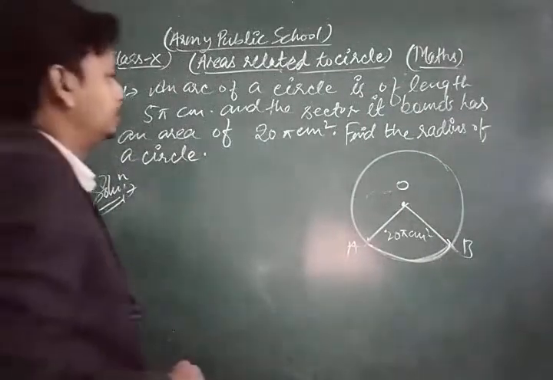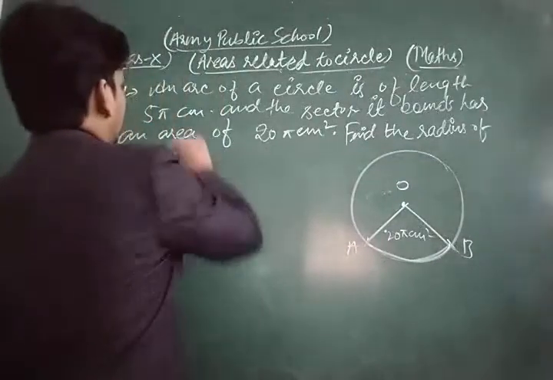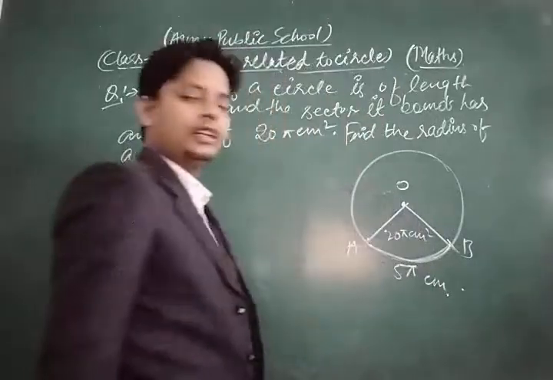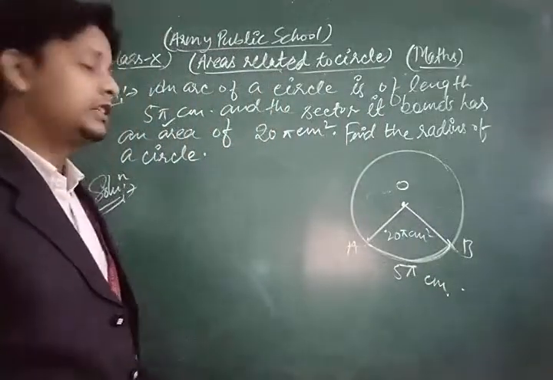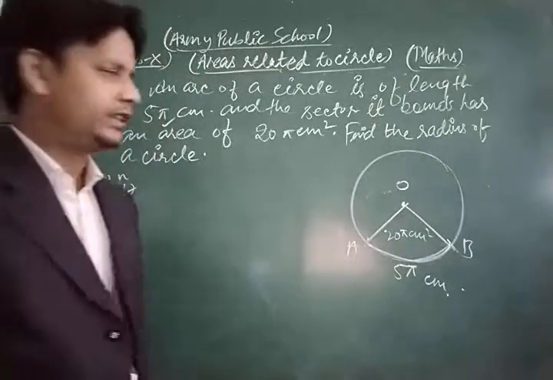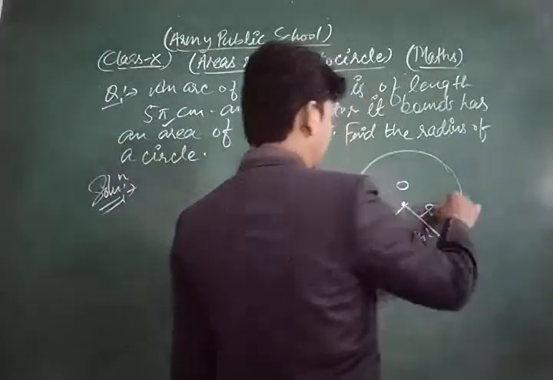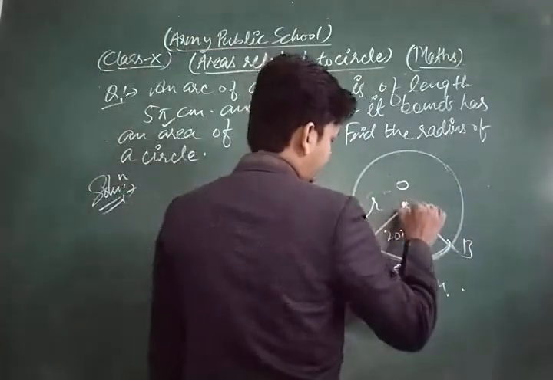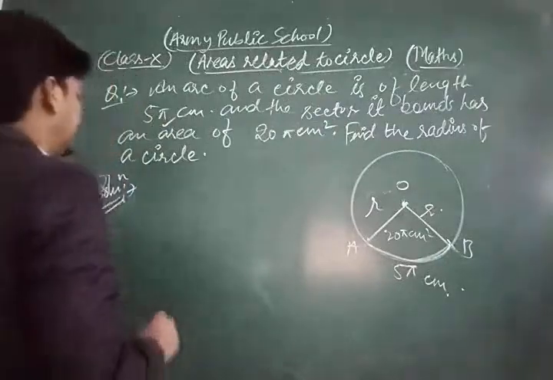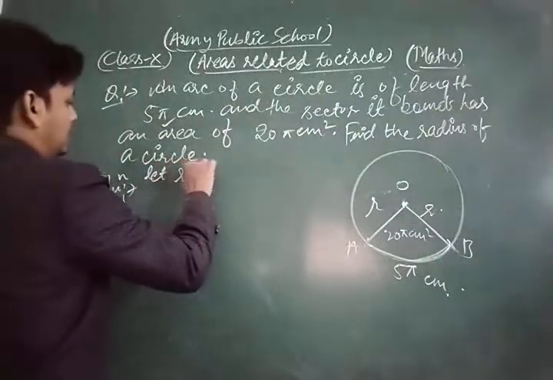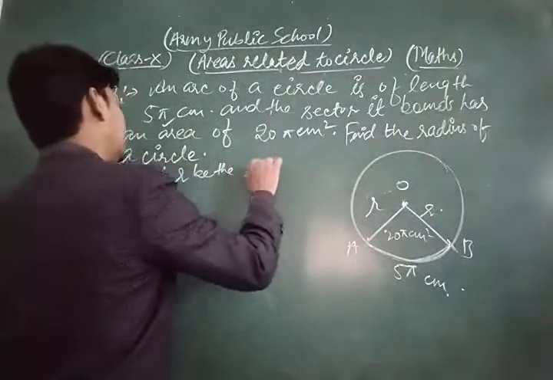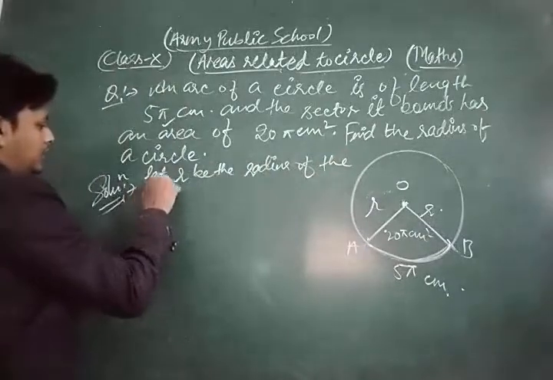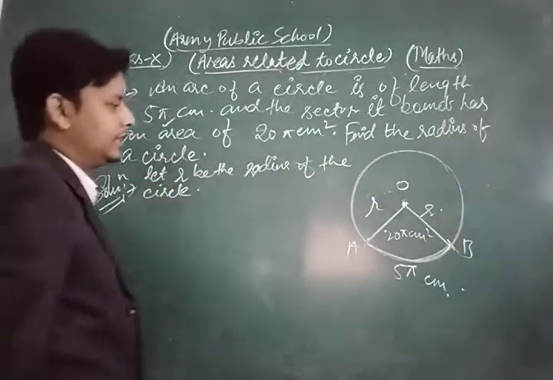the length of the arc is 5 pi centimeter. What do we find? We find the radius of the circle. Then look what I do, dear students. Let R be the radius of the circle.